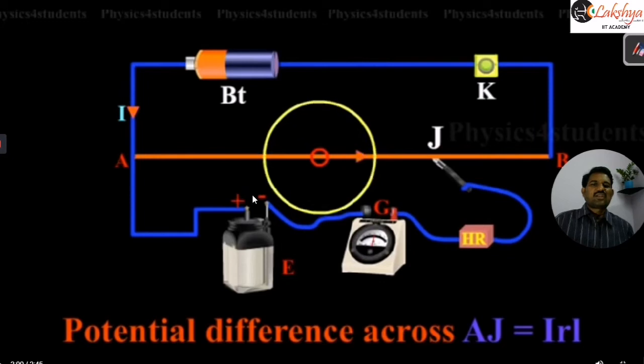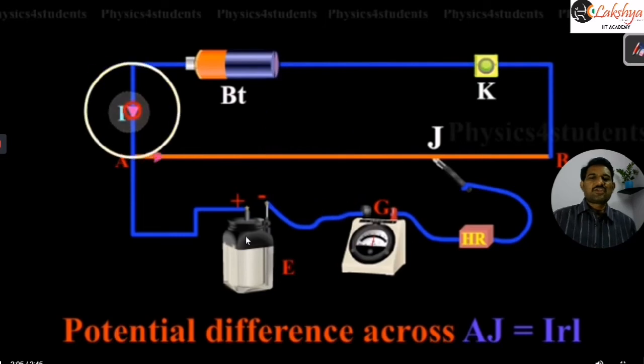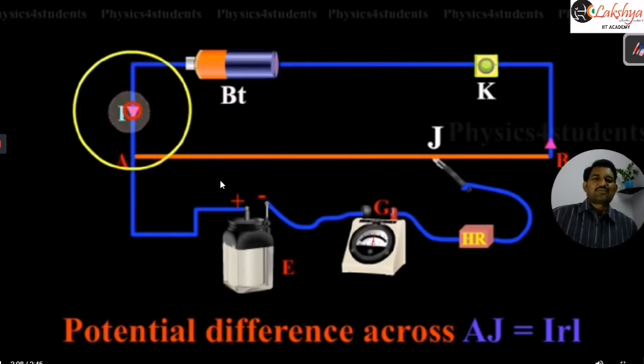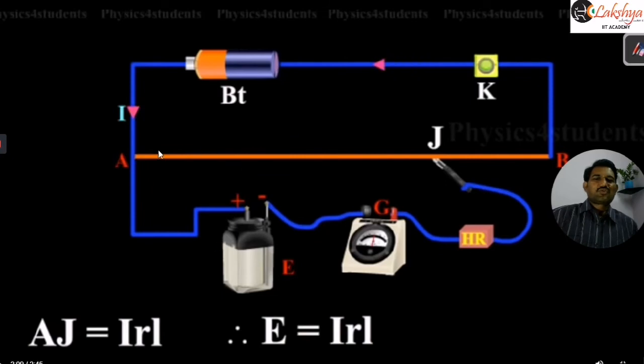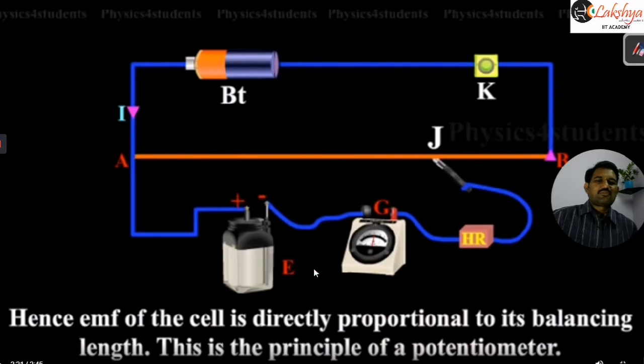Since the galvanometer indicates zero reading, the potential difference across this must be equal to the EMF of the cell. Even though the galvanometer indicates zero reading, you should observe that current still flows through the primary circuit. Now this potential difference across AJ must be equal to the EMF of the cell. Only the current in the secondary circuit is not there. So we can equate the EMF and the potential difference. Since I and R are constant, we can write E is proportional to the length l. So this is nothing but our principle of the potentiometer.